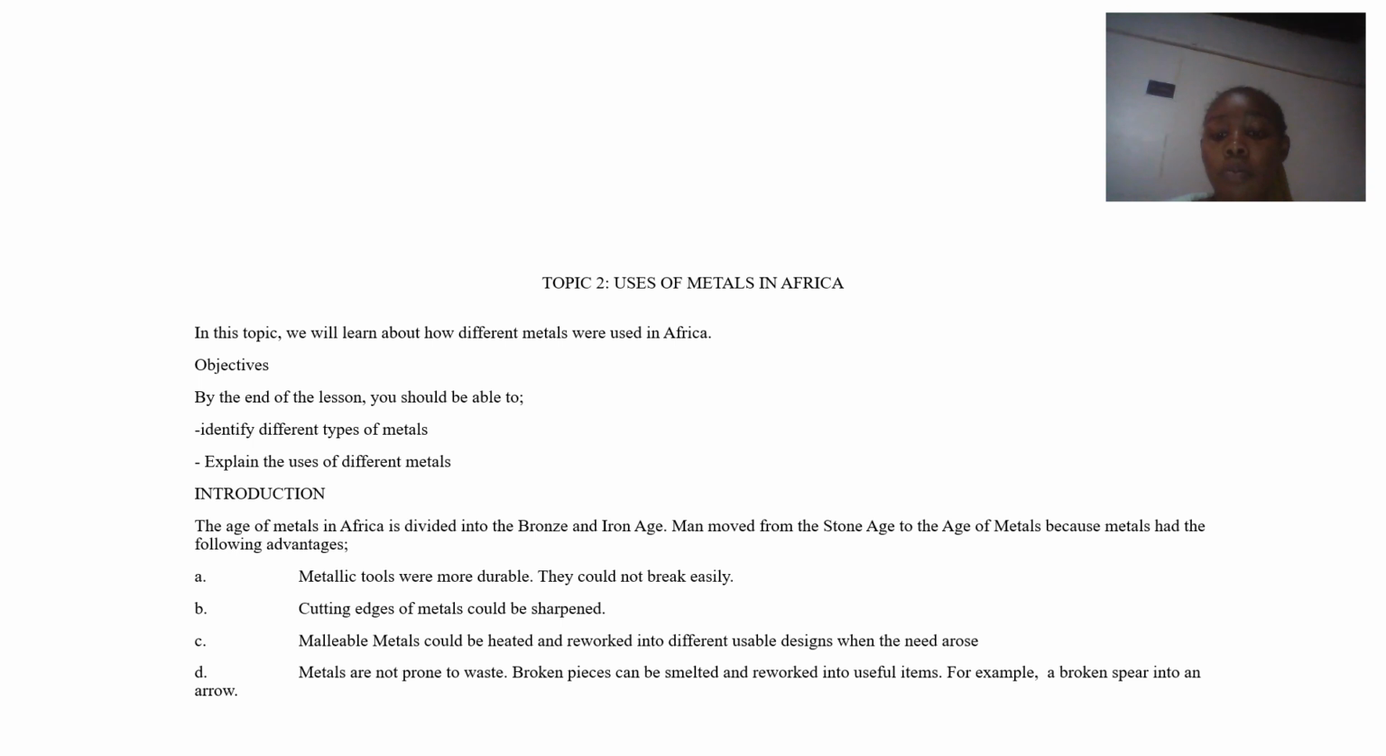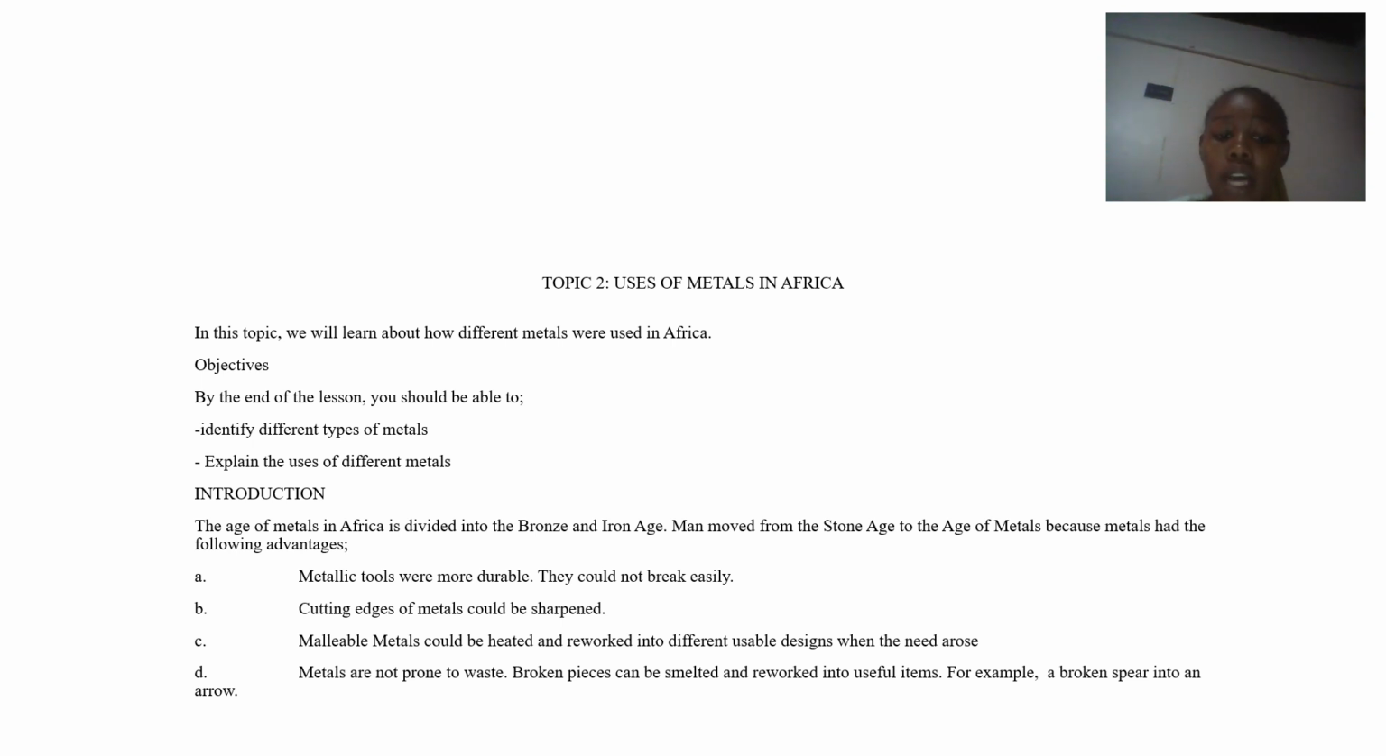Man moved from the Stone Age to the age of metals because metals had the following advantages. We look at the advantages of metals over stone. Metallic tools were more durable, they could not easily break. Cutting edges of metals could be sharpened. You can sharpen a metal, but you can't sharpen a stone. Malleable metals could be heated and reworked into different usable designs when the need arose.